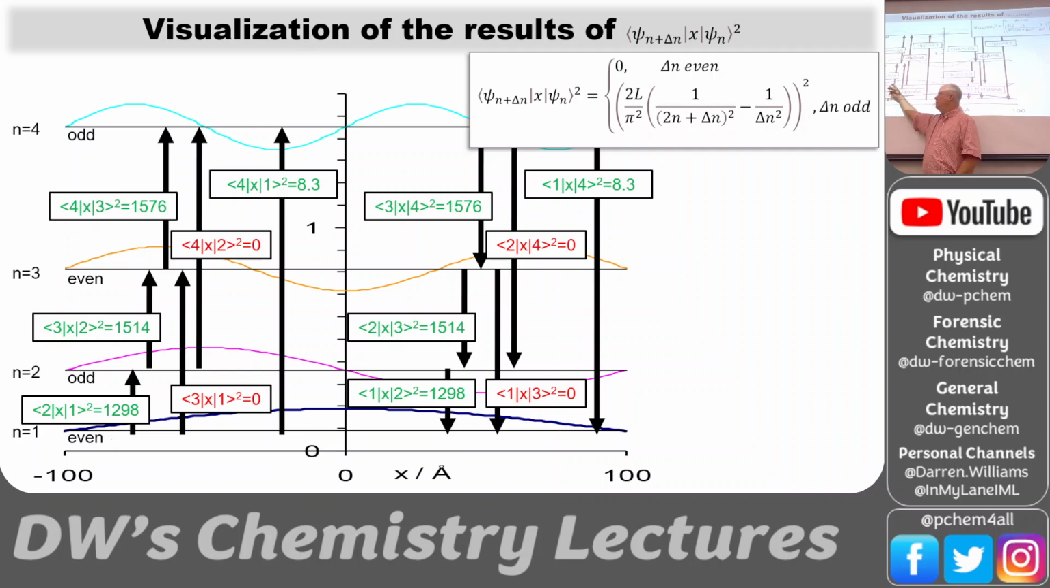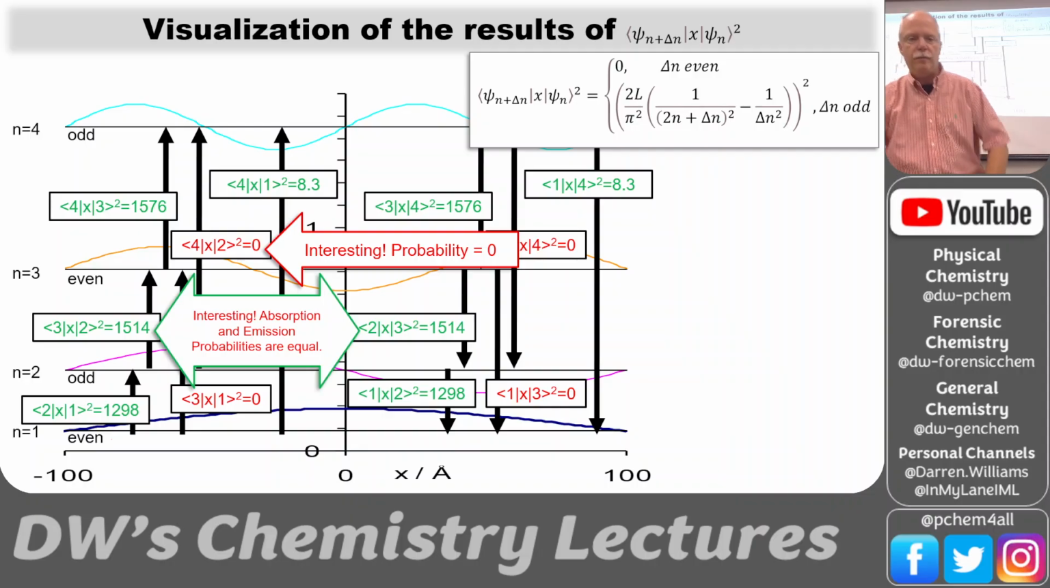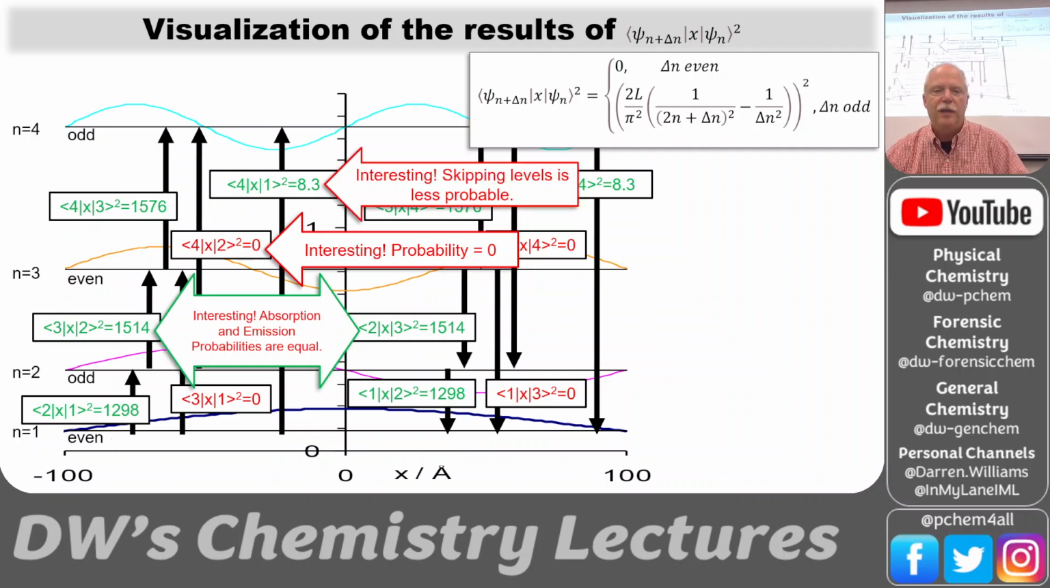So these would be, we'll learn this terminology in a minute, but this is like the fundamental transition, the ground state to the first excited state, and then all of those others are hot bands. They only exist when the system is hot. And then this is an overtone, jumping multiple levels. So this one, interesting, it's probability of 0 because it's a delta n that is trying to change by an even amount. Absorption and emission probabilities are equal. These are things I've already said. And skipping levels is less probable.